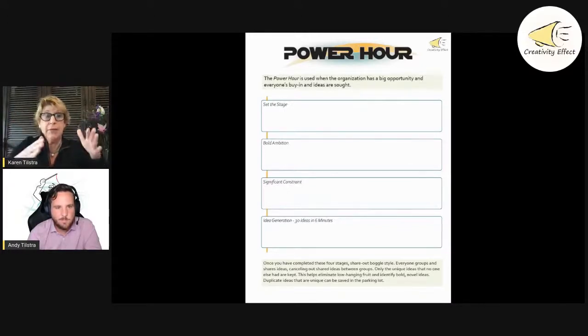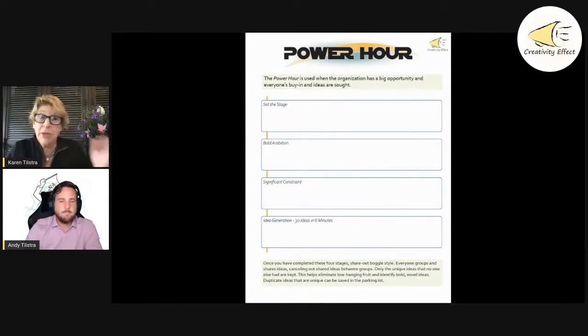And what I loved is people got really excited, like, oh, we had an original idea that no one else thought of. But again, you don't have to throw away the ones that matched between groups. You could save those. You just know those tend to be the more low-hanging fruit that anyone would think of. But they're not necessarily bad ideas. So anyway, that's the Power Hour.